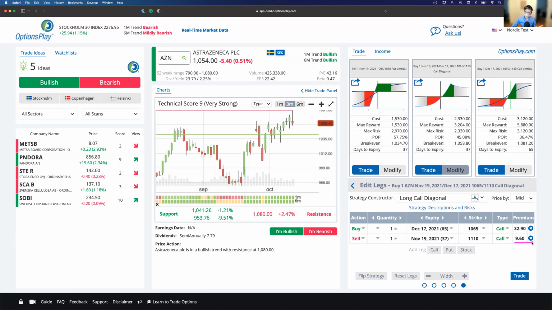And the goal here is perhaps by November expiration, the stock is below the 1110 call option. And now what I've done is I've collected 960 crowns on the November 1110s. And then by the time those expire, I can sell another December call option against my long December calls. And maybe by the time December expiration comes in, instead of collecting just 9 crowns, maybe I've collected 18 crowns in premium. So that's what a time spread allows you to do.